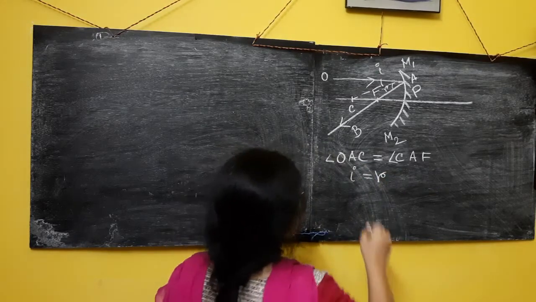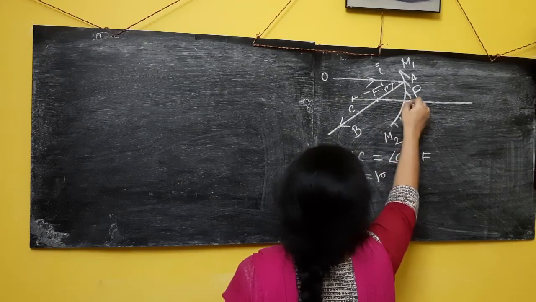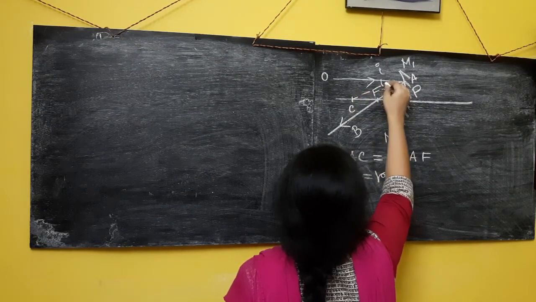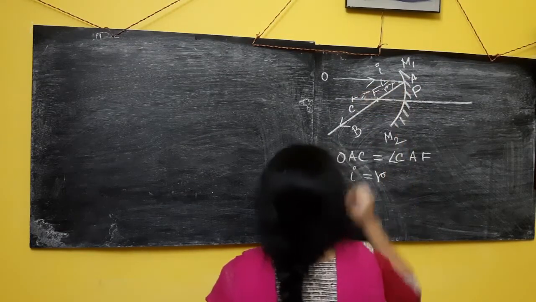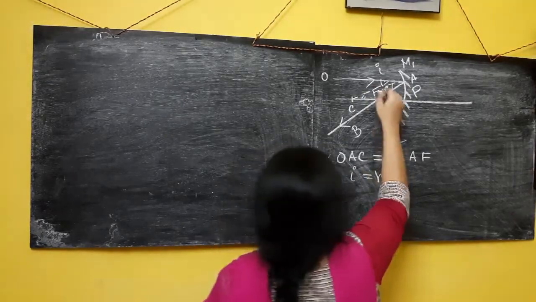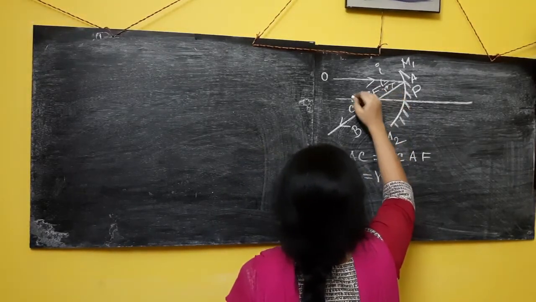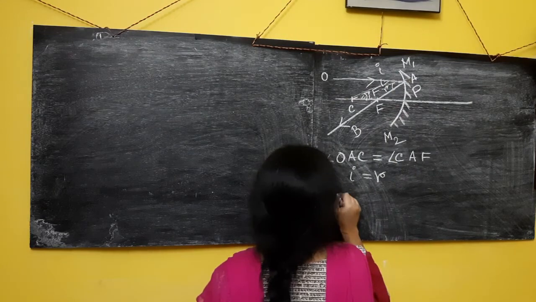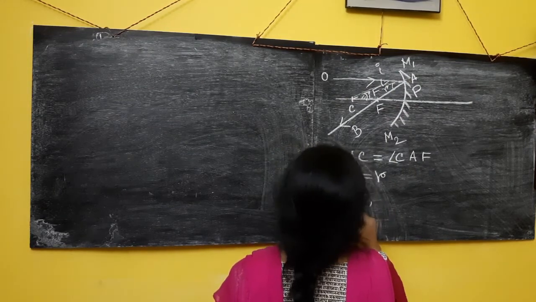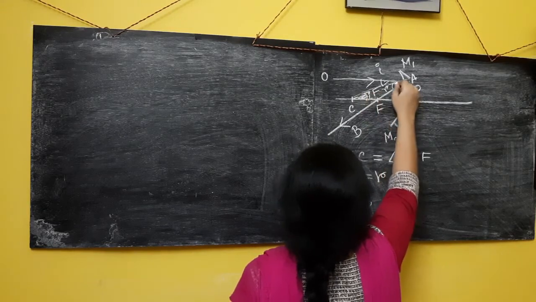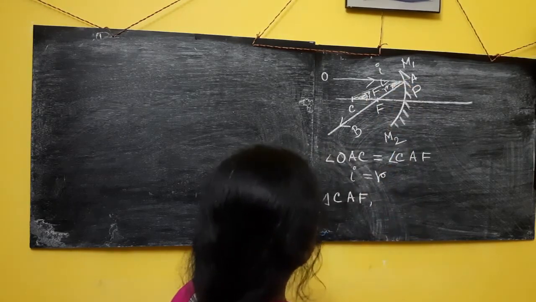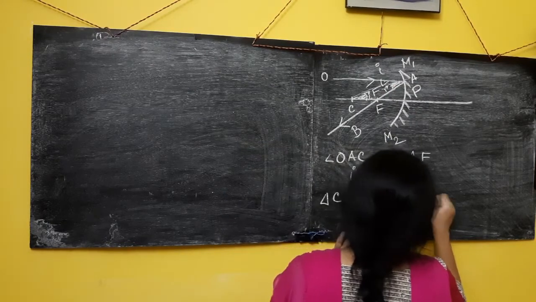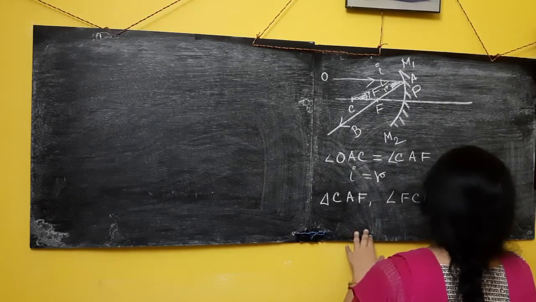Done. Now see, this is a line, and this is a line. Both are parallel to each other, and this is the intersecting point. If these are parallel lines, this angle should equal this angle, as they are alternate angles. So this I should equal this I. Considering this whole triangle CAF, this angle is equal to this angle, so from triangle CAF, angle ACA equals angle CAF.